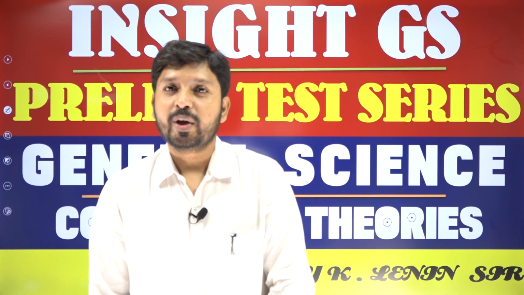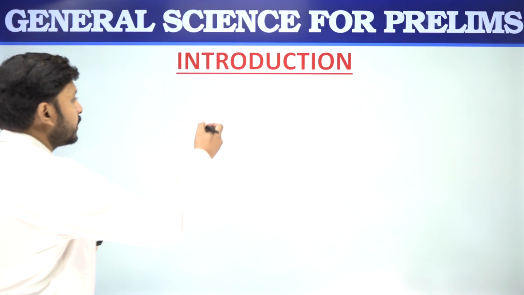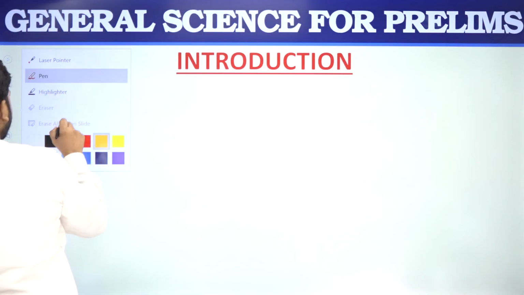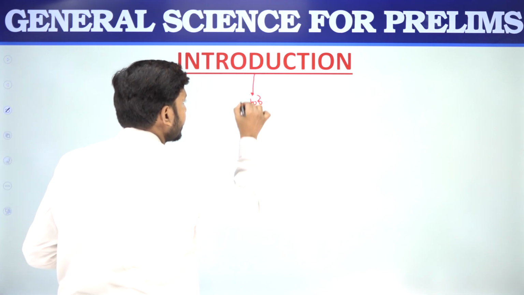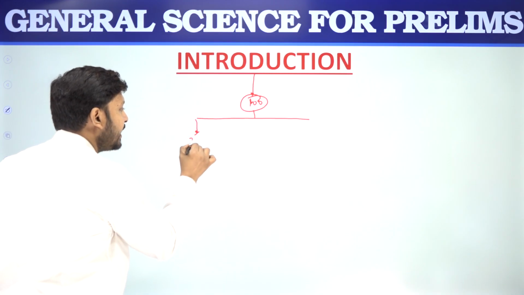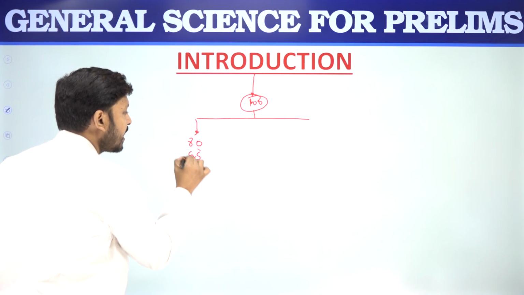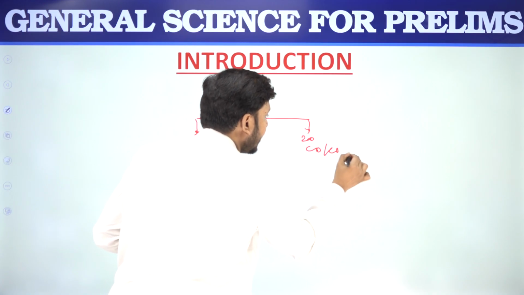In this video, we are going to discuss the Prism GS Prelims test series, especially from the topic General Science. So let's see what is there in this test paper. In this paper, we have around 100 questions. Within these 100 questions, there is a subdivision: 80 questions are from general science and 20 questions are from current developments or current affairs.